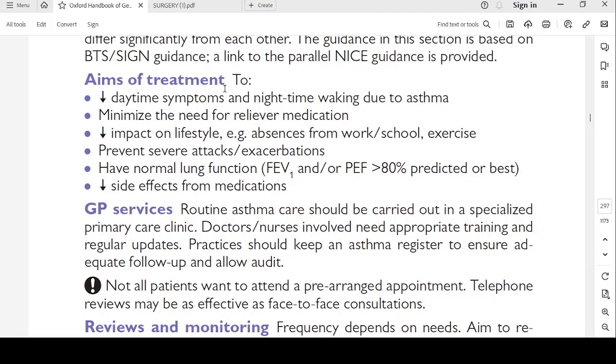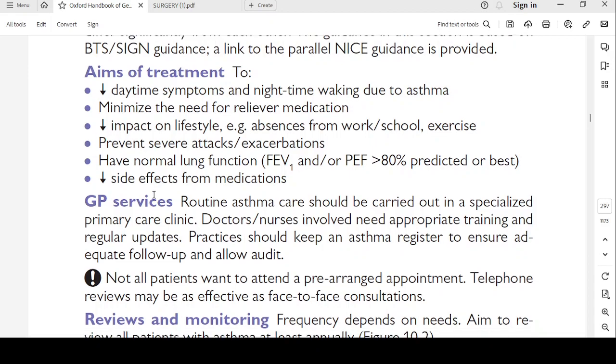Aims of treatment. To decrease daytime symptoms and nighttime awakening due to asthma, minimize the need for reliever medication, decrease the impact on lifestyle, for example absences from work or school, and exercise limitation, prevent severe attacks or exacerbations, have normal lung function, FEV1 or PEF more than 80% of predicted or best, and decrease the side effects from medications.